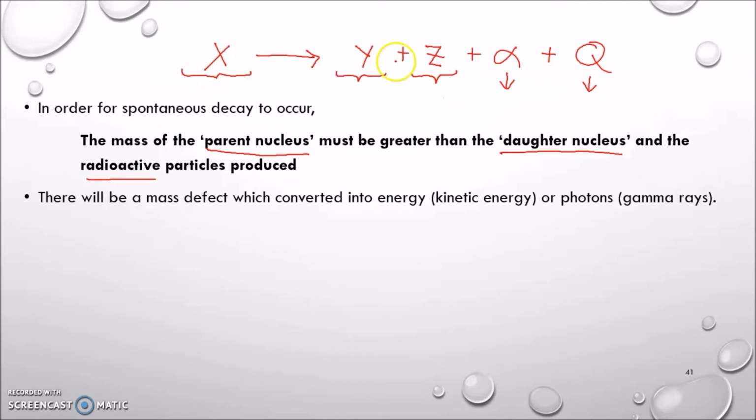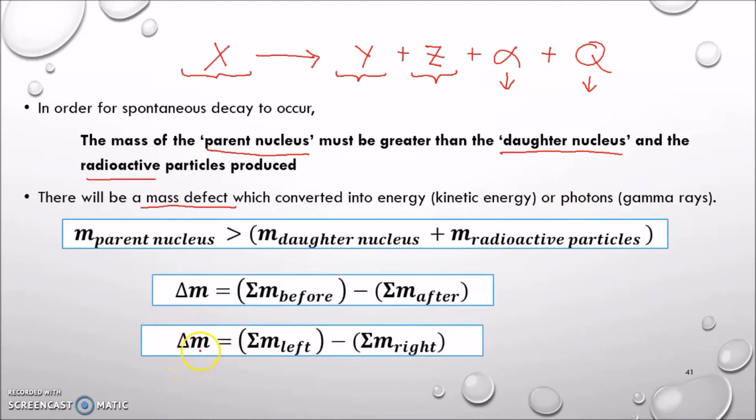Why does the mass are not same for before and after the process? This is due to the mass defect that will be converted into energy or photons. How to find the mass defect? Use this equation. Delta M equal to summation of mass before or on the left side, or you can also say that the summation mass of the parent nucleus minus with the summation mass on the right side of the equation, or after the process, or on the daughter nucleus plus with the radioactive particles.